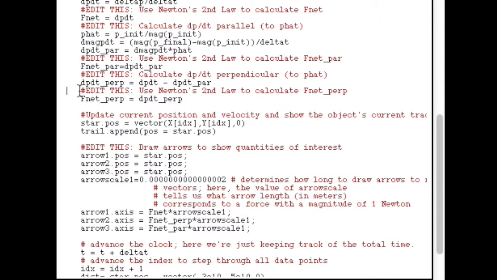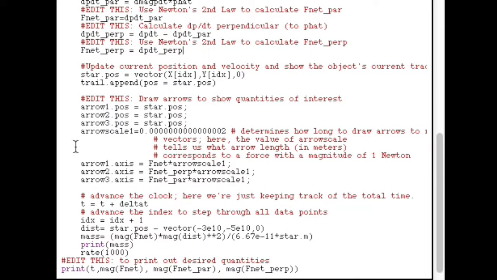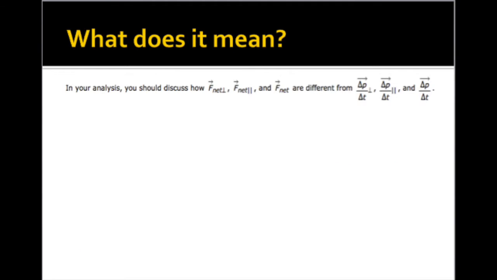Therefore, we know that the parallel component plus the perpendicular equals the motion. So we assign dp dt perpendicular as dp dt minus dp dt parallel and make that equal to the F net perpendicular. To complete the equation, we need the distance squared between the two bodies. So we specify it as distance equals star.pos minus the vector of the position of the black hole. Now we can calculate for mass, which gave us a big number but was significantly smaller than our star's mass.